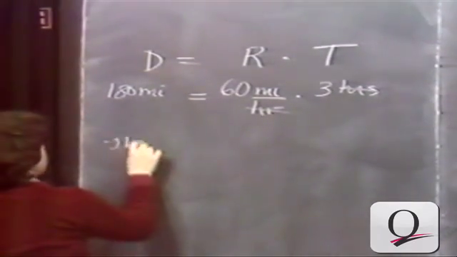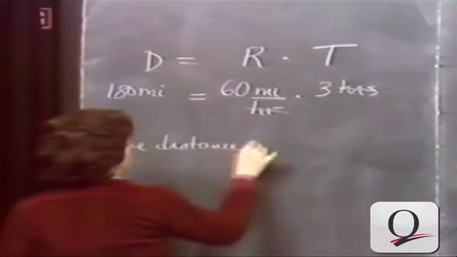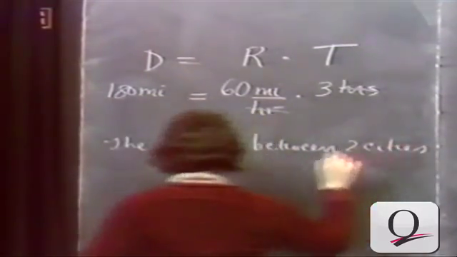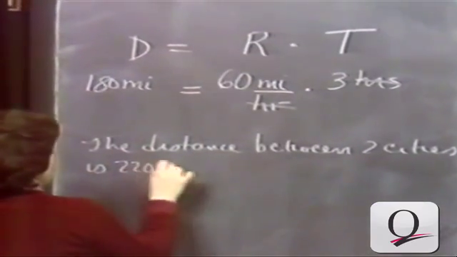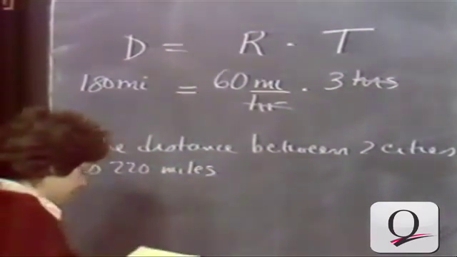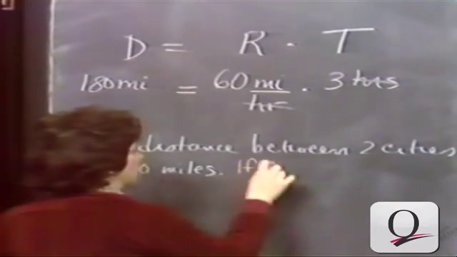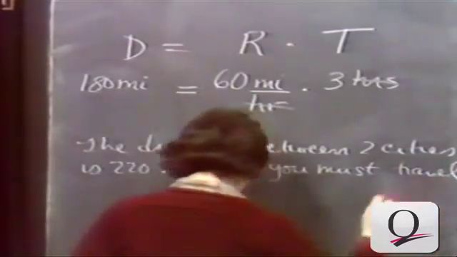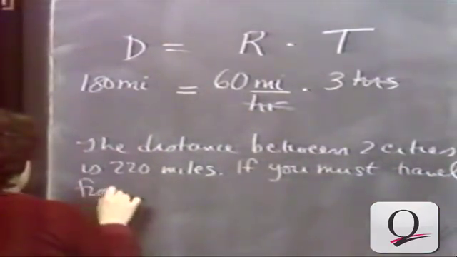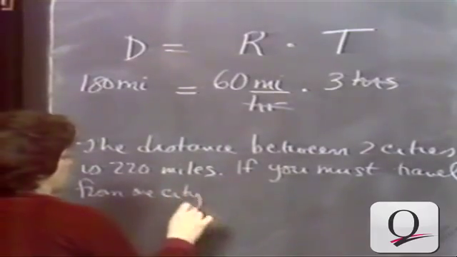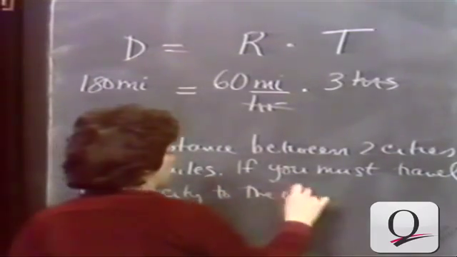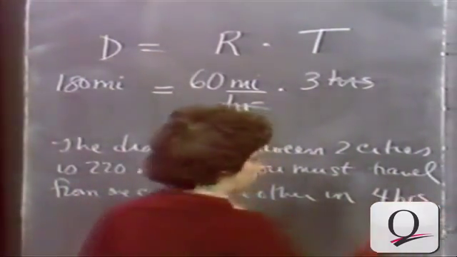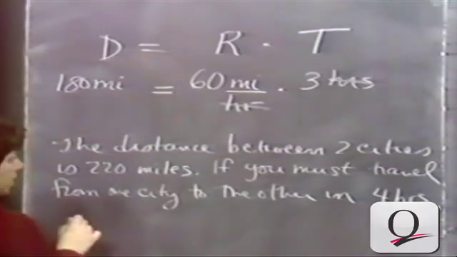The distance between two cities is 220 miles. If you must travel from one city to the other in 4 hours, what steady speed must you maintain?